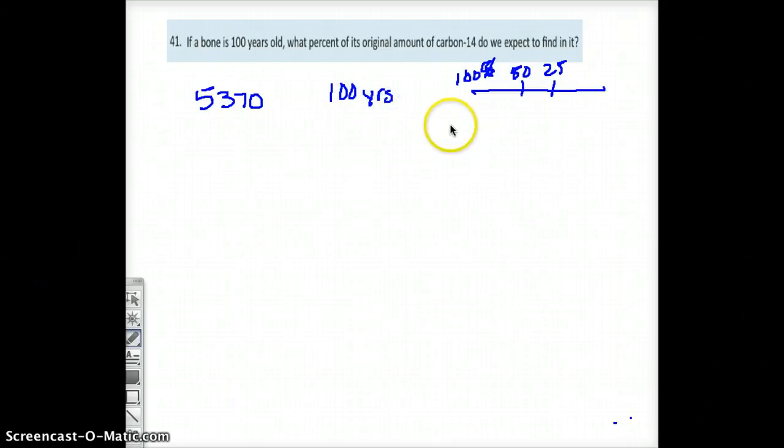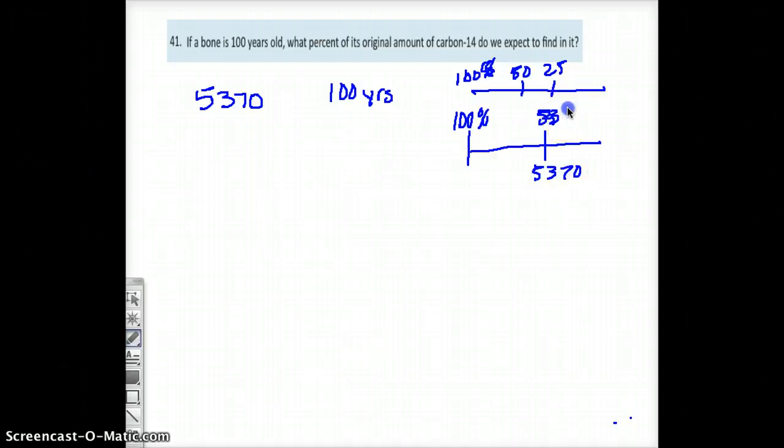What percent of its original amount of carbon-14 do we expect to find in it? Well, the way this works is when something dies, there's 100% of the carbon-14 there, and in 5,370 years, half of it is left. Obviously, if it was only 100 years old, it's going to be very close to 100. I'm assuming a pretty big number, like 99 or something.